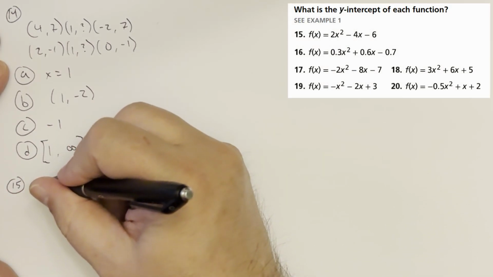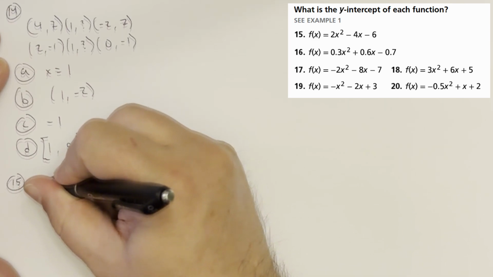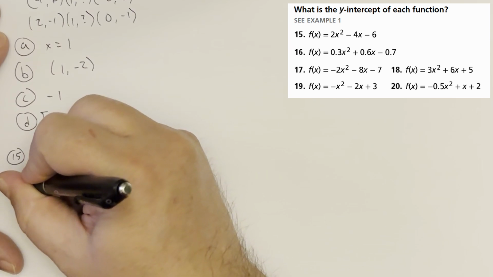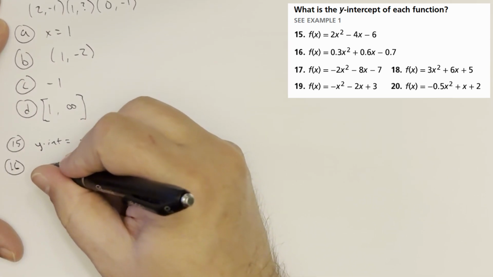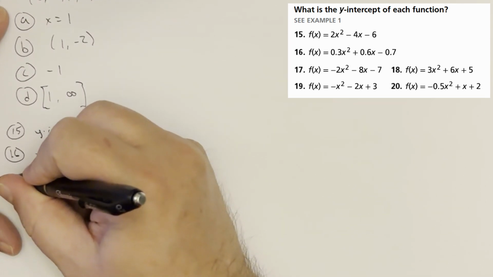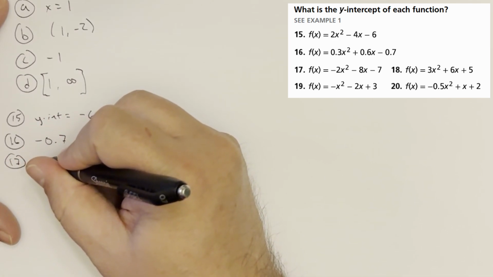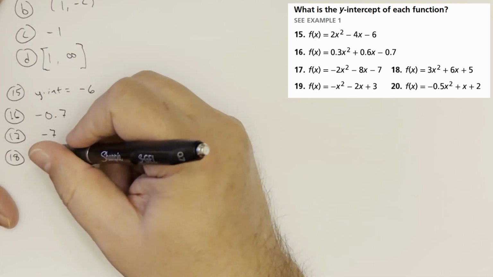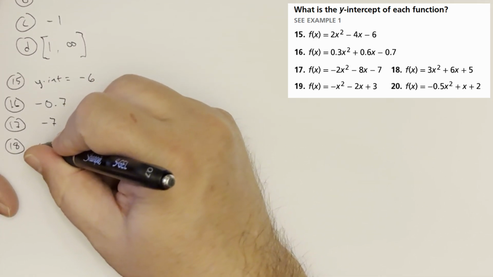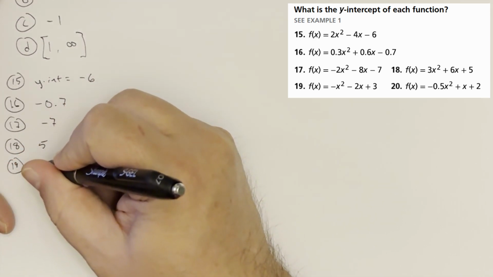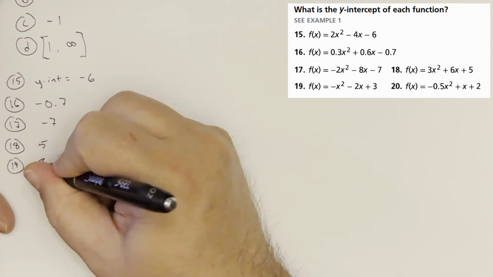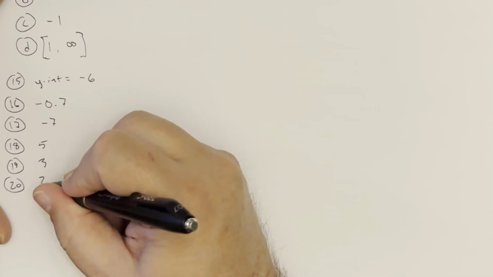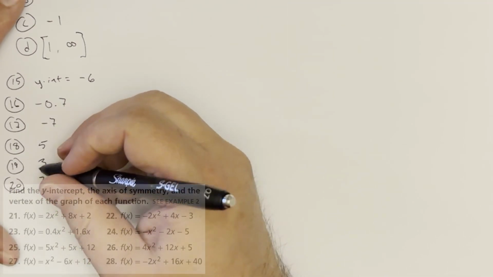Y-intercept of each function. These are all really easy. Finally, some easy questions. It's just the C value every time. So -6, -0.7, -7 on number 17, 18 is 5, 19 is 3, and 20 is, can you figure it out? 2. Good job. Excellent. Let's move on. I wish they were all this easy. This would be a much shorter video, but algebra can be time consuming on some of these questions.